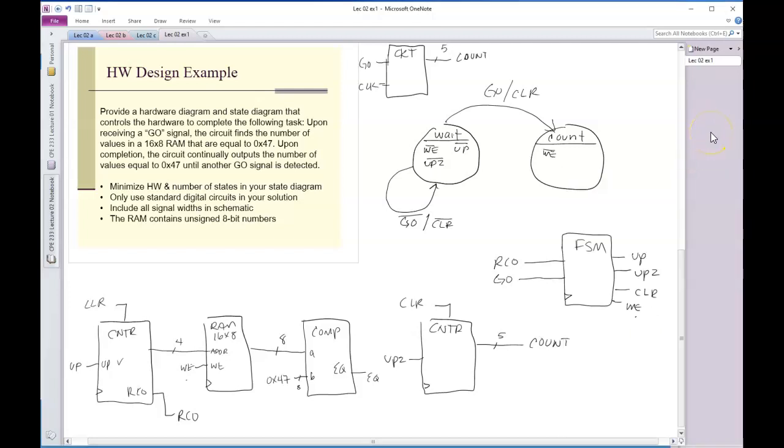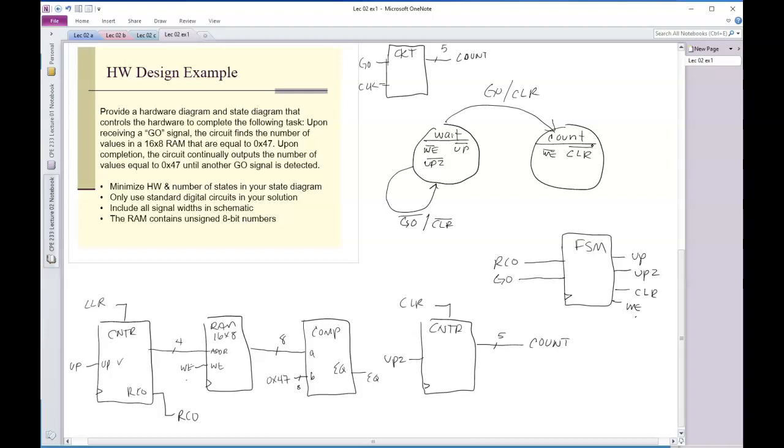Okay, anyway, that looks good. I have 1, 2, 3, 4 signals here. I've treated the clear as a Mealy output on this particular state, which is fine. And so we're done with the state. So let's go to the next state, and we have a clear. Certainly while I'm counting, I don't want to be clearing this thing, so I'm turning the clear off.